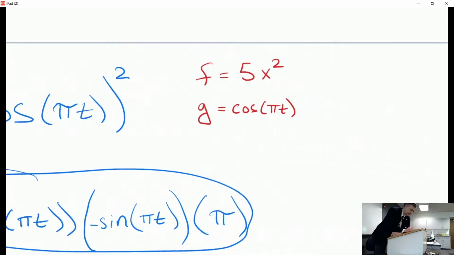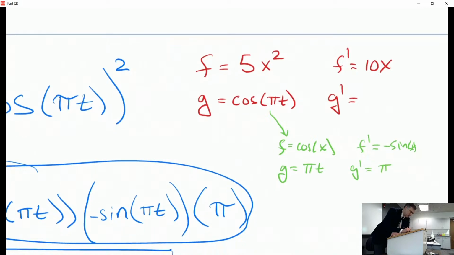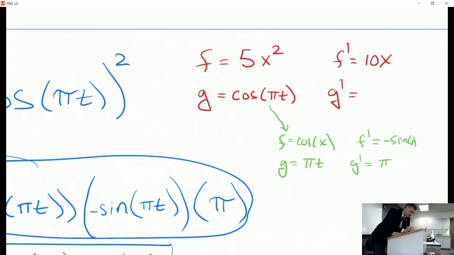So this is where I would start, and then I'd have f prime is 10x, and g prime is, oh, got to do the chain rule a second time. So then you would do f is cosine, and g is pi times t, f prime is negative sine, and g prime is pi. So then I'd come back up here, and whoops, sorry, this is in my way. And we'd have negative sine of pi t times pi.